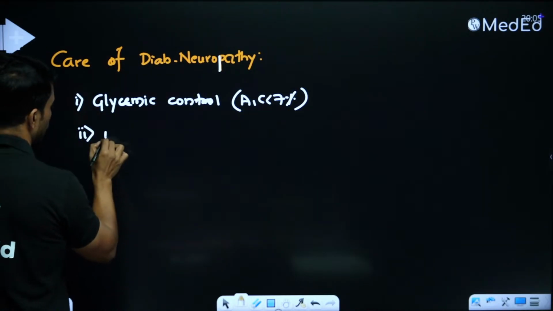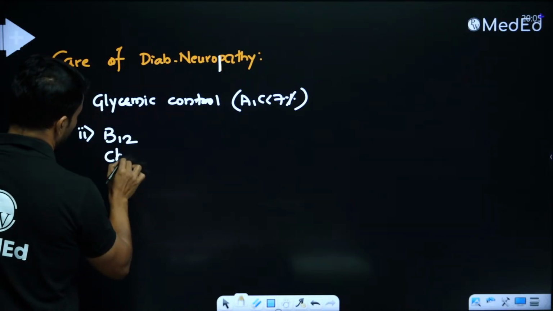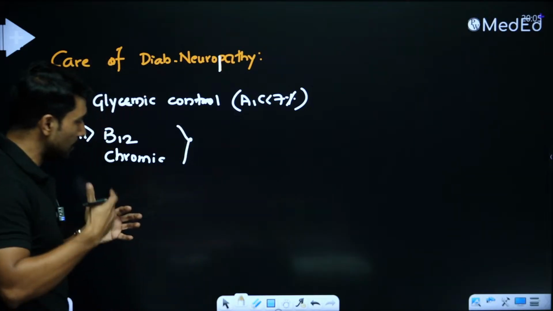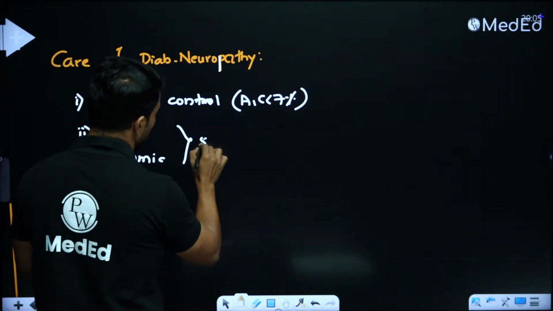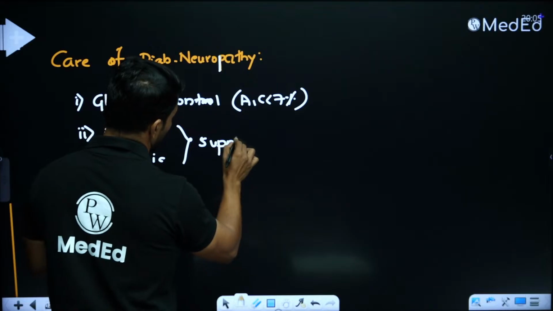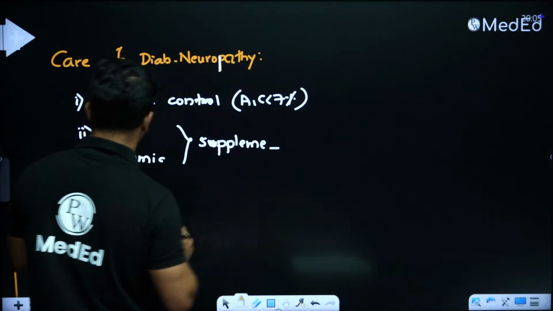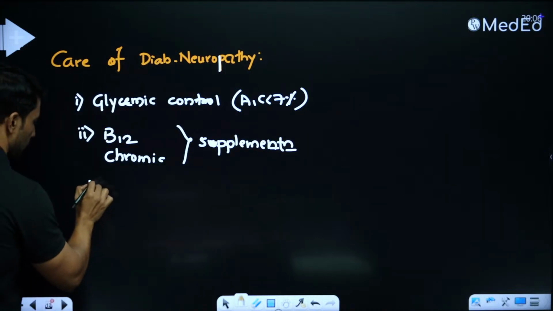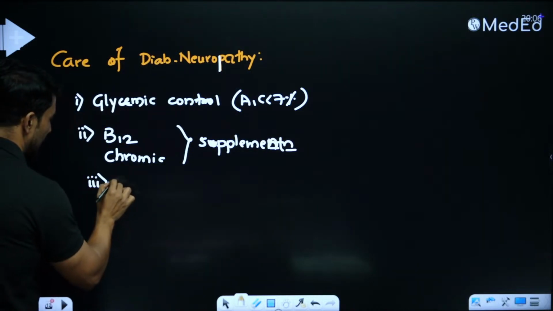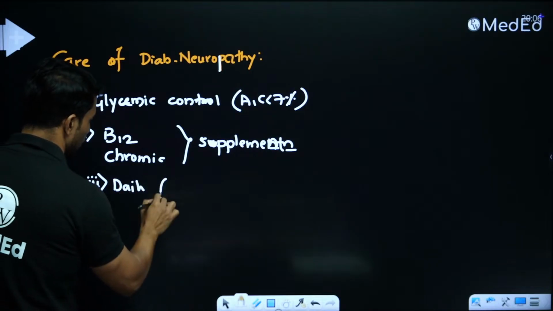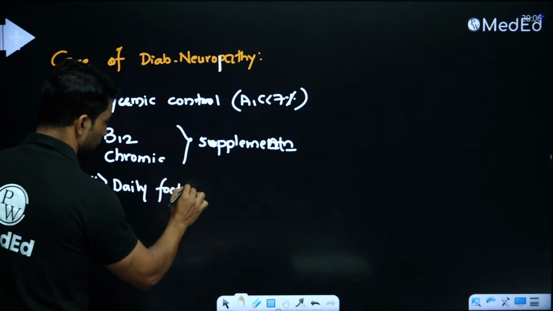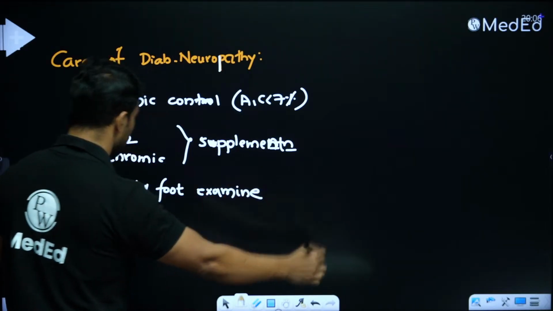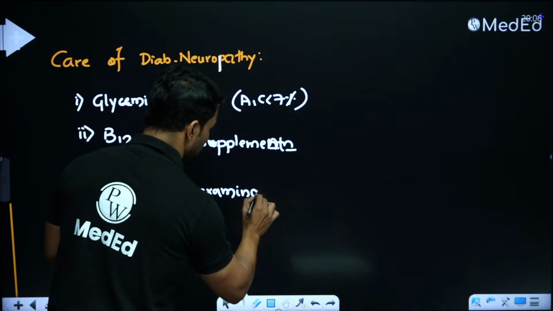Second, presence of B12 and chromium deficiency worsens the diabetic neuropathy. So it makes sense to give them B12 and chromium supplementation, chromium picolinate supplementation. Okay. Third, daily foot examination. Patients should examine their foot daily to see if there is any injury that has gone unrecognized. Daily they should do foot examination.